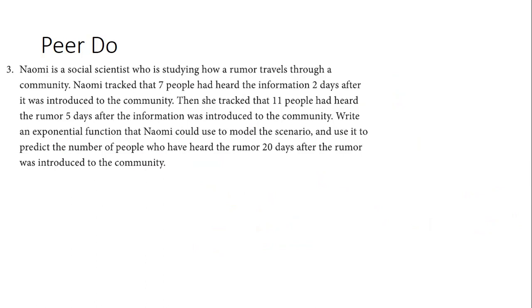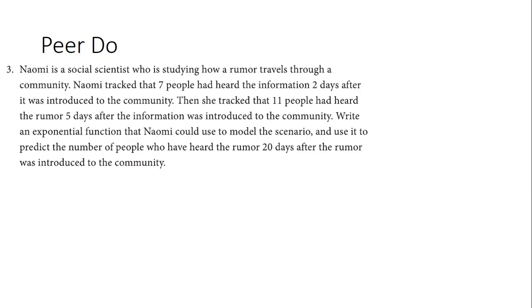Naomi is a social scientist who is studying how a rumor travels through a community. Naomi tracked that 7 people had heard the information 2 days after it was introduced to the community. She tracked that 11 people had heard the rumor 5 days after the information was introduced. Write an exponential function that Naomi could use to model this scenario and use it to predict the number of people who have heard the rumor 20 days after the rumor was introduced to the community.